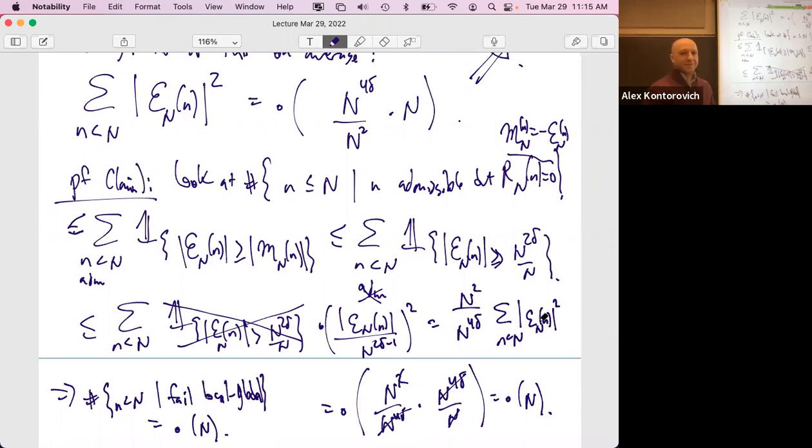So this is called Chebyshev. Some people call it Chebyshev. I don't know. Some people don't even give it a name. They just call it trivial. But it's a very standard argument. So what we were looking at originally were n less than or equal to N, admissible, but doesn't get represented. In other words, the numbers that fail what should be a local-global principle. They're admissible, so they should be there, but they're not.